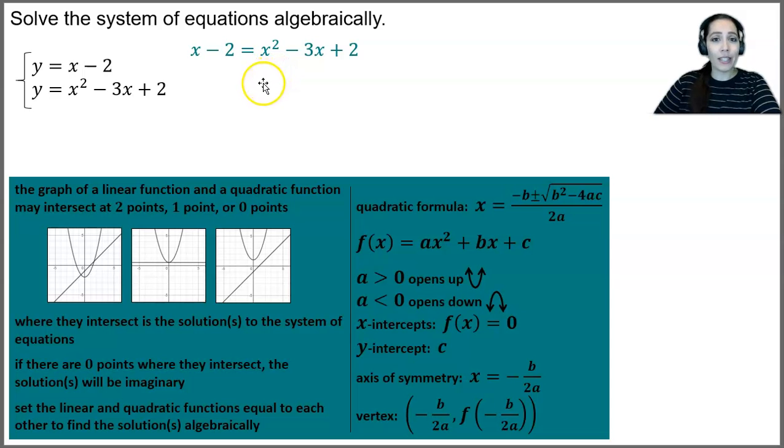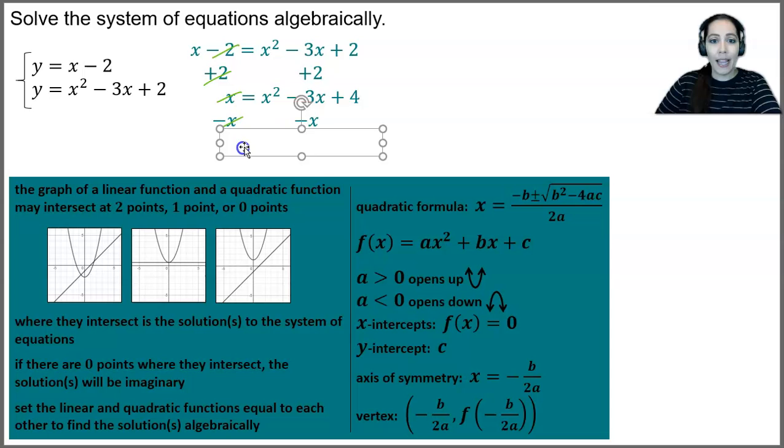Now in order to solve this, I'm going to move everything to one side of the equal sign so I can factor it. I'm going to start by adding 2 to each side. When I add, the 2's will cancel on the left, and that will leave me with x equals x squared minus 3x plus 4. 2 plus 2 is 4. From here, I'm going to subtract x on each side. When I do that, the x's cancel on the left, and I end up with 0 equals x squared minus 4x plus 4. Negative 3x minus x is negative 4x.